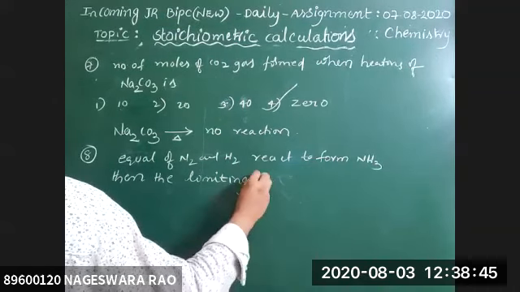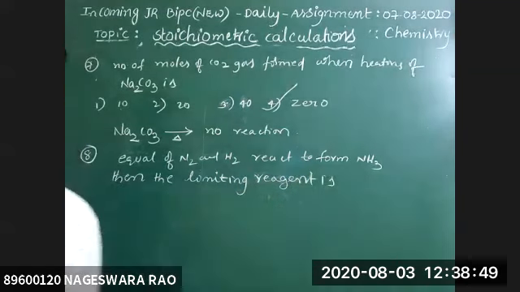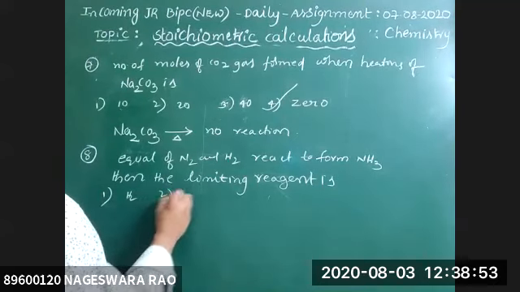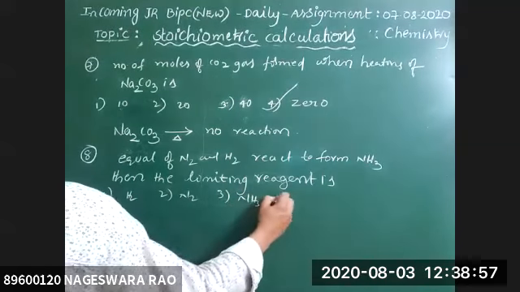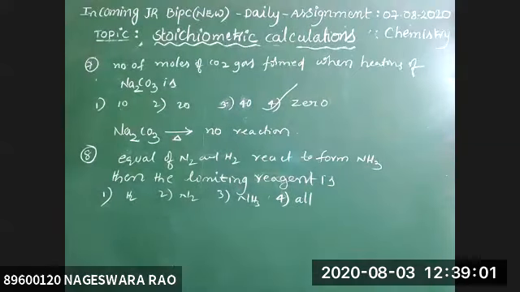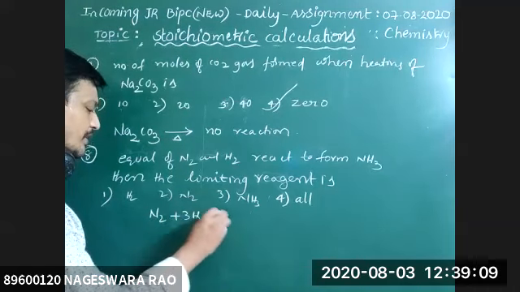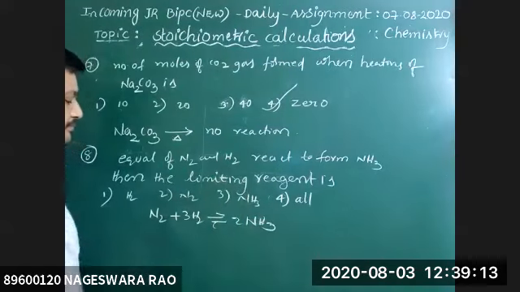H2, N2, NH3, or all. Limiting agent. So what is the equation? N2 plus 3H2 gives rise to 2NH3. So this is the equation.